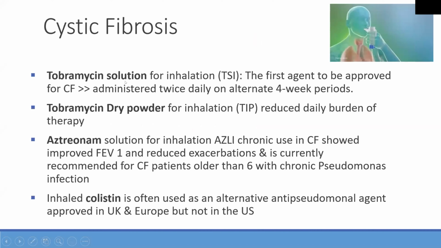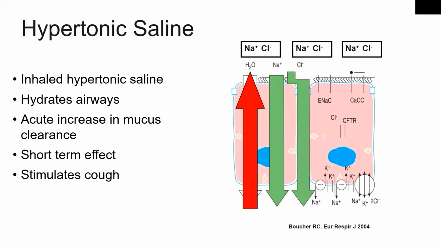Tobramycin is available as an inhalation solution or dry powder. Aztreonam is approved for patients 6 years or older. Colistin is more available in European countries rather than the US. Hypertonic saline is given. The concept is to increase the sodium and chloride content on the surface and draw water and hydrate the airways. It has a quick and short-term effect, but it can stimulate cough in some patients.